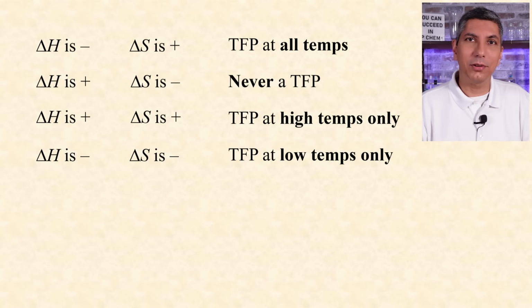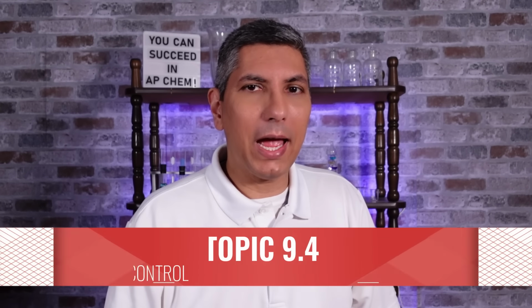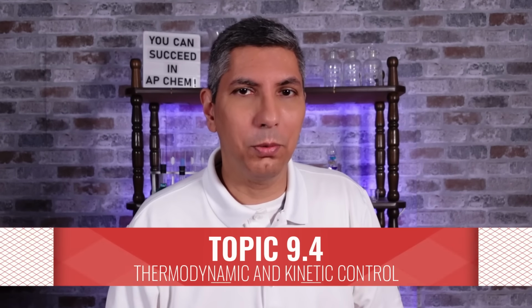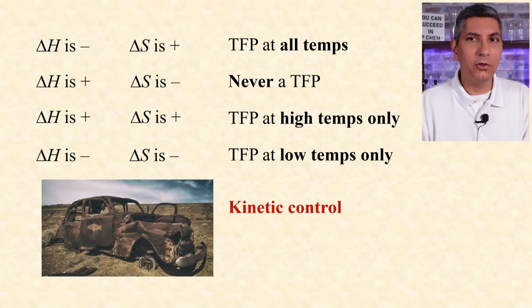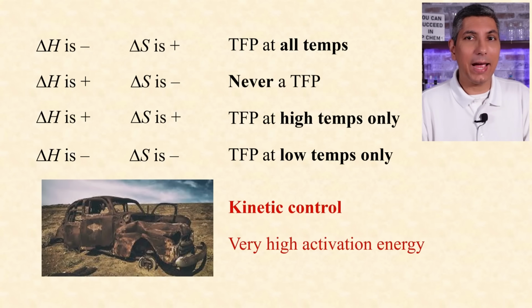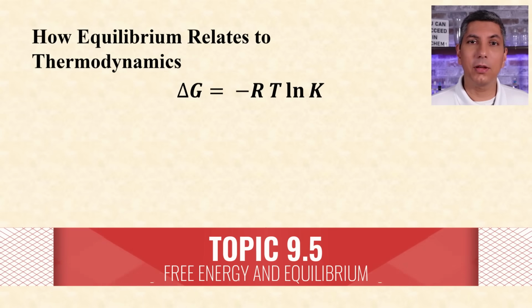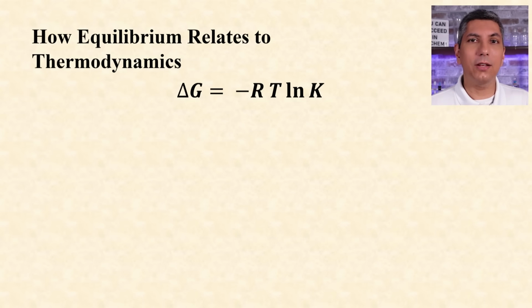Likewise, if a reaction has a negative delta H and a negative delta S, it will be thermodynamically favored only at lower temperatures. Sometimes you'll encounter a reaction that has an almost immeasurably slow rate, like the rusting of a car. The data may tell us it's thermodynamically favored, but it's so slow that we can't even measure its rate. This is called being under kinetic control. This usually happens when a reaction has a very high activation energy. It's not at equilibrium, it hasn't stopped, it's just very slow, if it even occurs at all. Kinetic control.